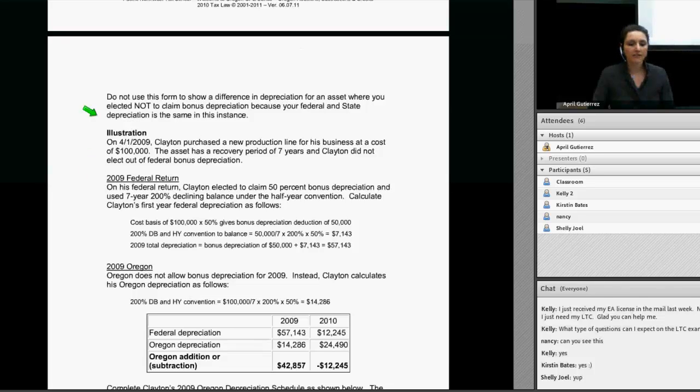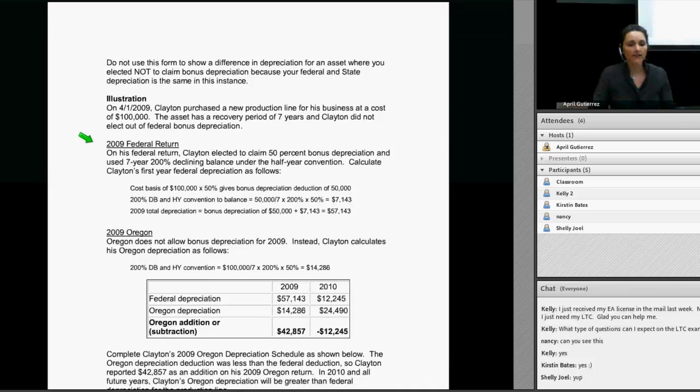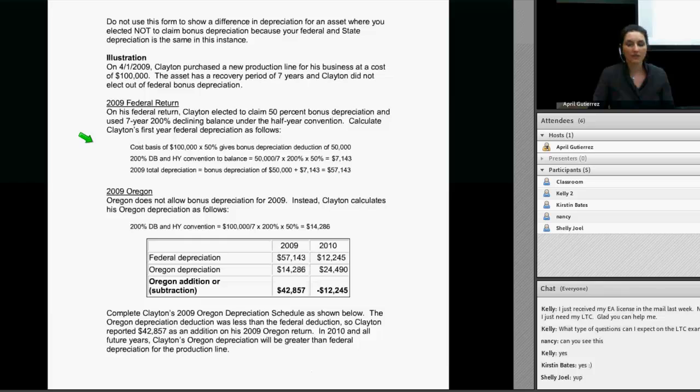On 4/1 of 09, Clayton purchased a new production line for his business at a cost of $100,000. The asset has a recovery period of 7 years, and Clayton did not elect out of federal bonus depreciation. For his 2009 federal return, Clayton elected to claim 50% bonus depreciation and then used 7-year 200% declining balance under the half-year convention. Calculate his first-year depreciation as follows.